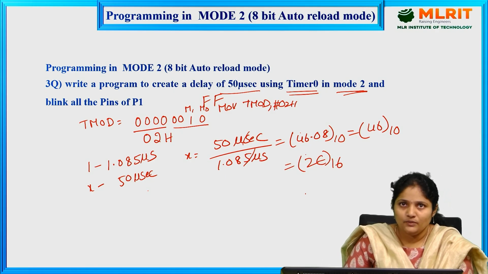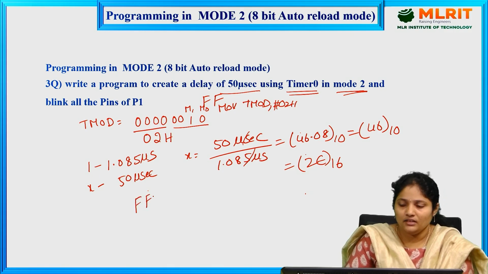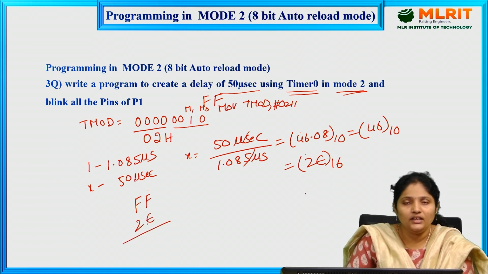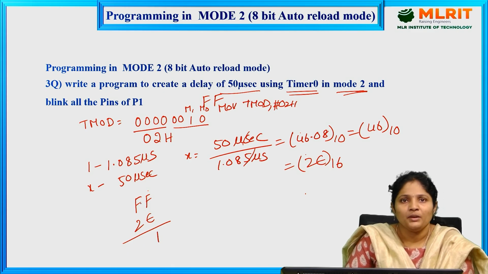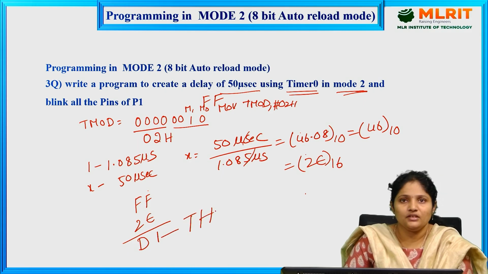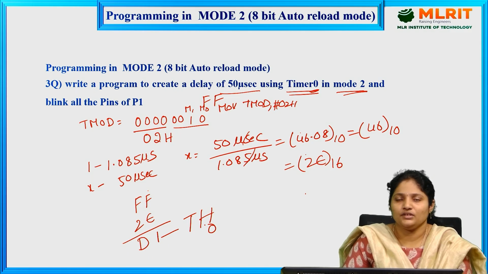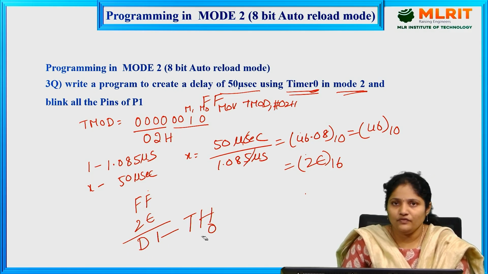As we all know, the highest size of mode 2 is FF. So we need to subtract 2E from FF. What is the value? F is 15, E is 14, 15 minus 14 is 1. F is 15 minus 2 is 13, so the value is D. So the value D1 is loaded into the TH register, but here the timer is 0, so TH0. That's it. So we know the value of the TMOD register and the value of the TH0 register.